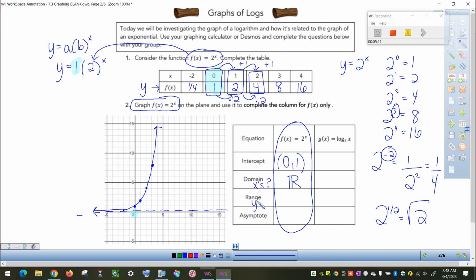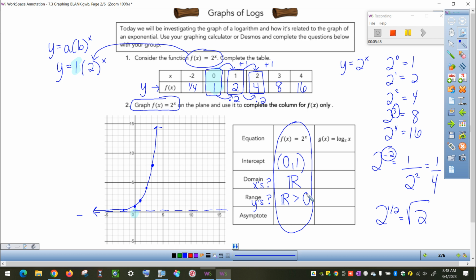Now the range is asking, what are the y values that are possible to come out of this function, or what are the y values that are represented here on the graph? And we only have y values that are positive. We only have y values above 0. We don't have any y values down here in the negatives. And so a couple of ways you can write this. You can say y is greater than 0, or you can say the range is all real numbers greater than 0. We just have to know and remember that the range is talking about the y values.